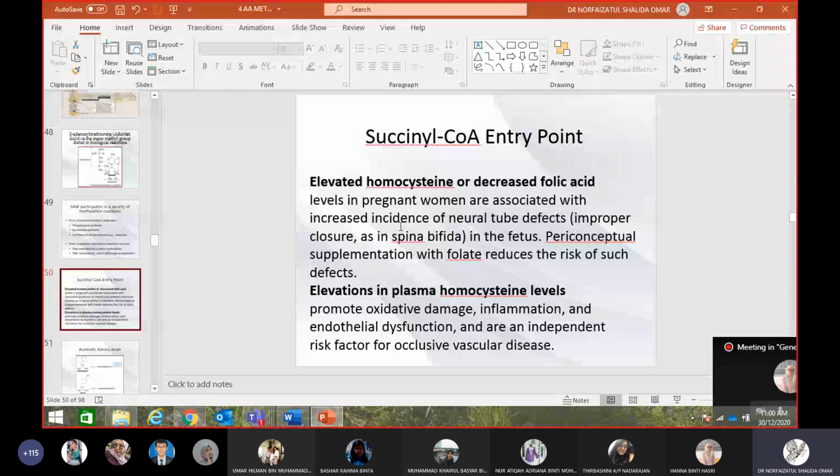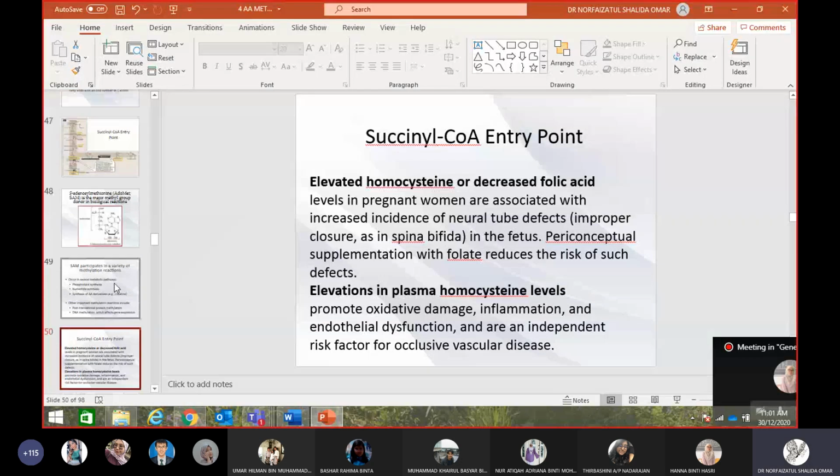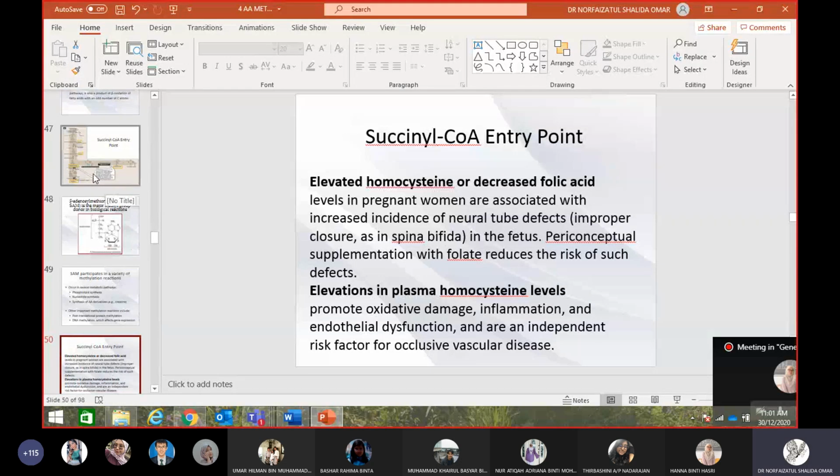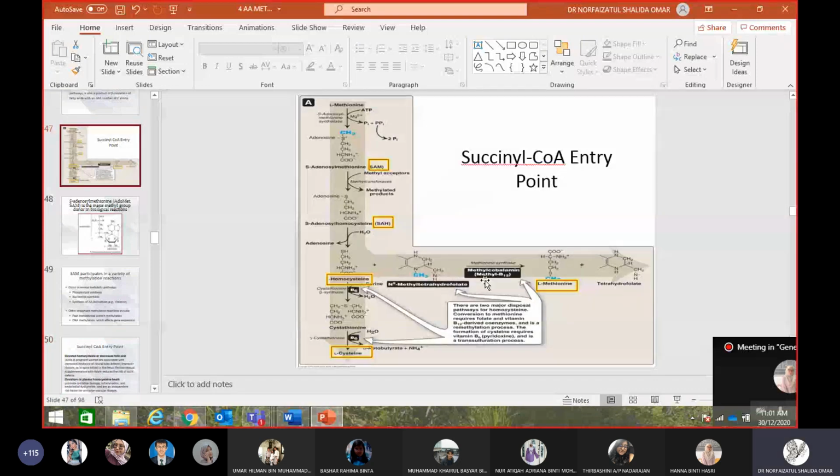Okay. An increase in homocysteine can cause oxidative damage, inflammation, and endothelial dysfunction. Which is why the body will try to eradicate it as soon as possible. Okay, any question on this? So which is why folic acid, vitamins, and all these cofactors are important in order to convert the homocysteine so that it's not toxic to the cells.